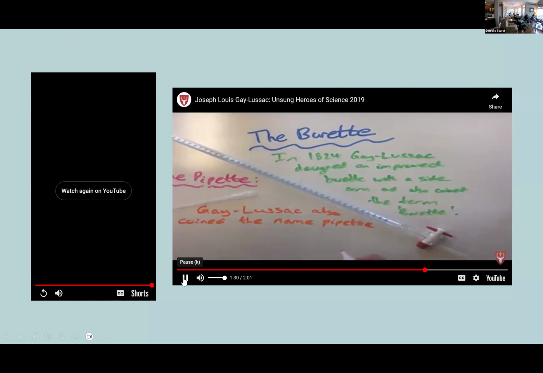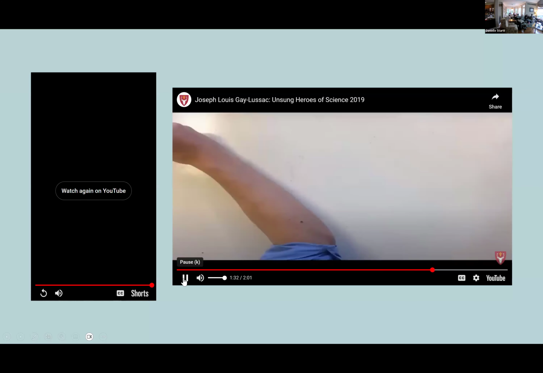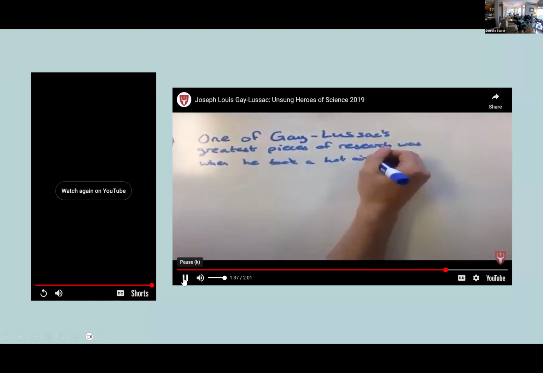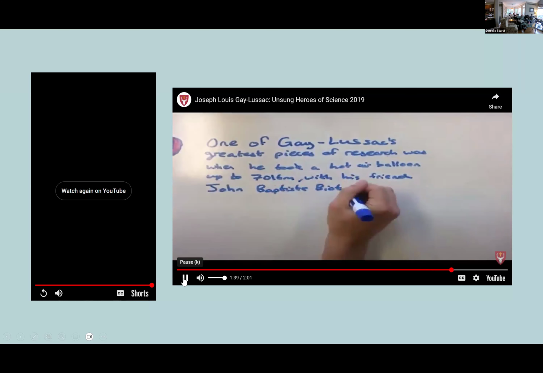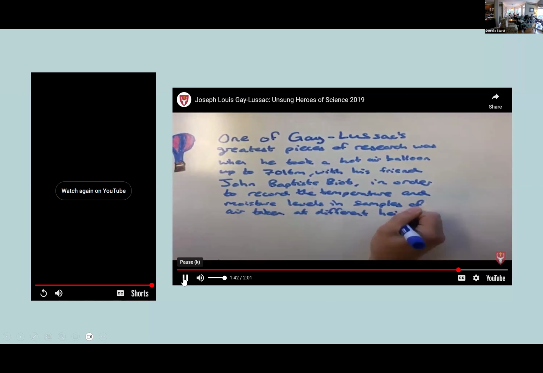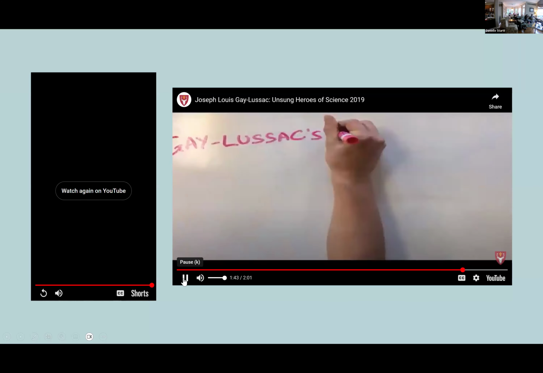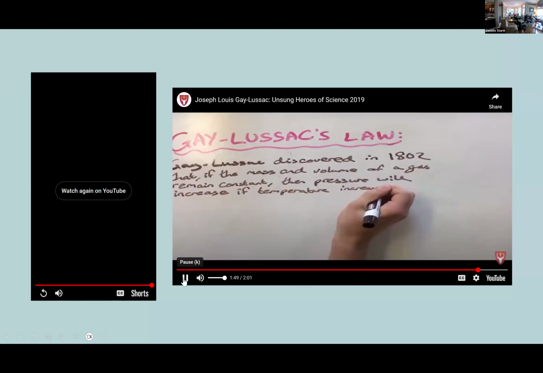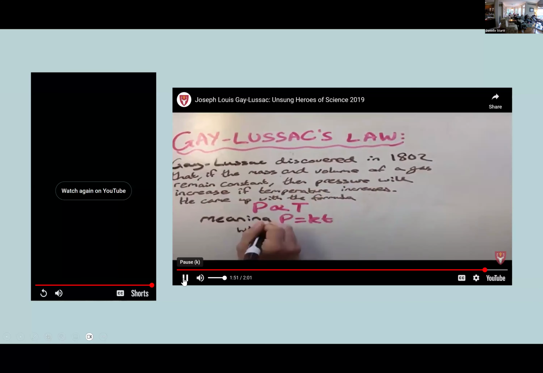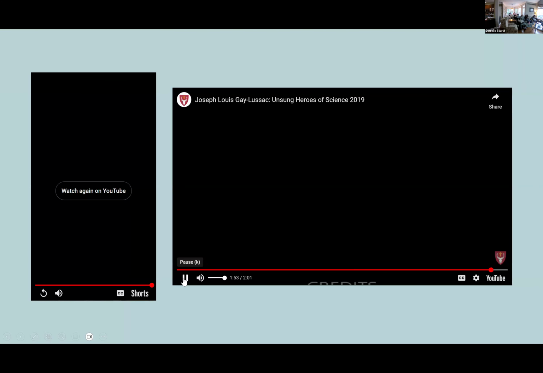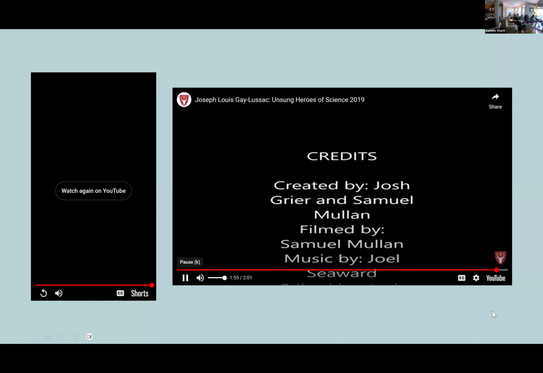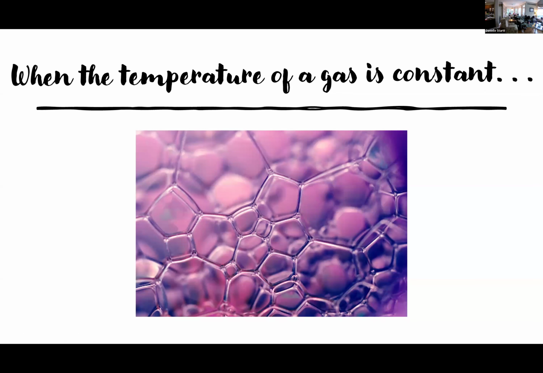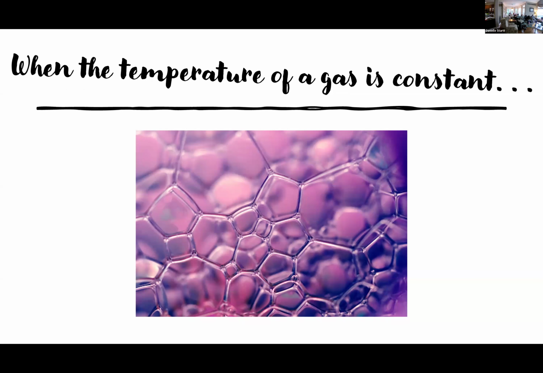There's your beerette. The hook is great. So he did a lot more than just your, "This is gay." Yeah, we know. This is Gay Lussac's Law. It just made me laugh.